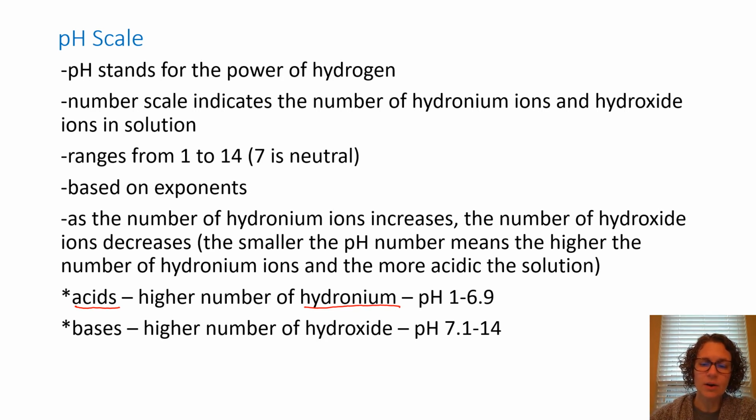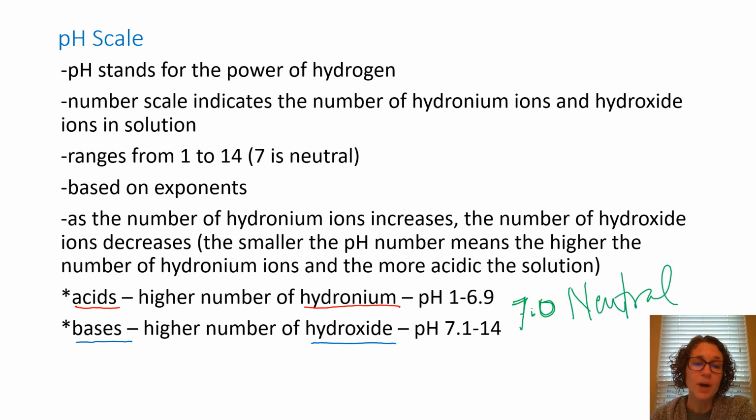Bases are going to have a higher number of hydroxide, the OH, and when you do the calculations for this, you're going to find a number between 7.1 and 14. So remember, 7 right there in the middle, that's a 7, even though it doesn't look like it. 7.0 is neutral. Okay, so just kind of know that scale.